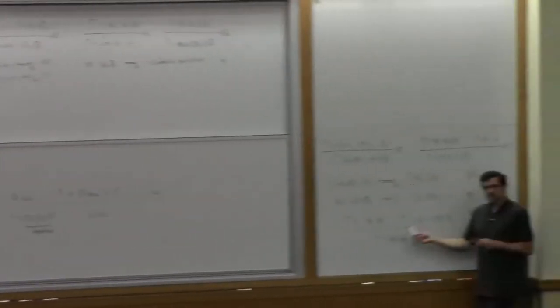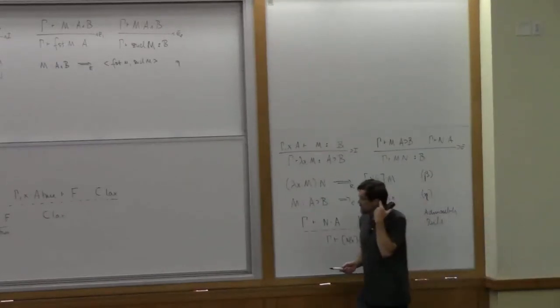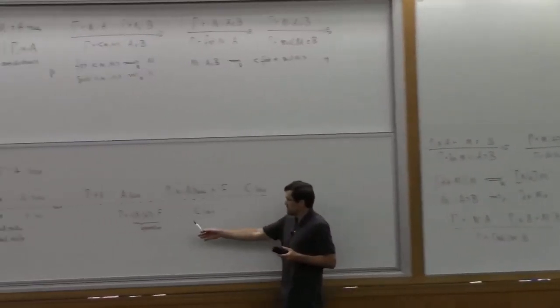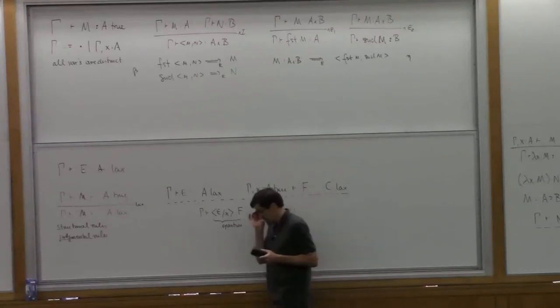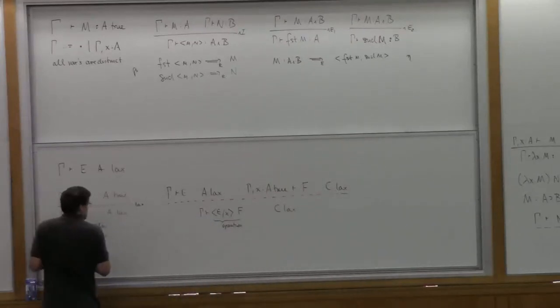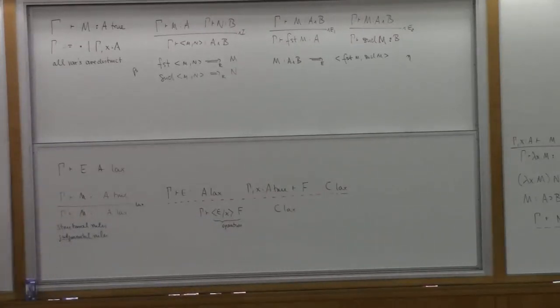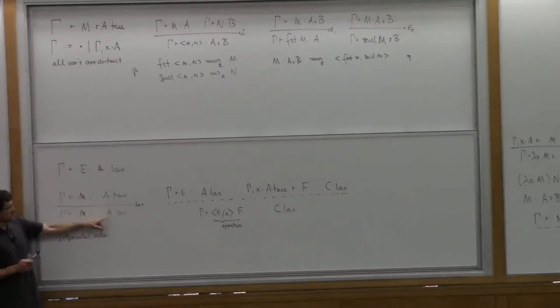So you should think of it the same way as this rule over here. I haven't defined that, and I'll put off defining that for a little while, because I don't have any propositional connectors yet. This is also a judgmental rule. So this is one connection between truth and lax truth. It says if A is true, then A is lax.